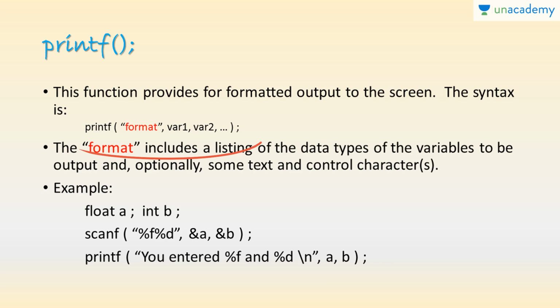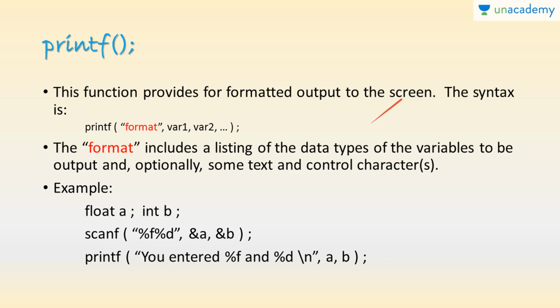This is the syntax for the printf function. printf, then parenthesis, format enclosed within double quotes, variable 1, variable 2. What comes under this format is a listing of the data types of the variables to be output and optionally some text and control characters. So basically it consists of around 3 types of items: characters that will be printed on the screen as they appear, then format specifications that define the output format for display of each item, then some escape sequence characters such as \n, \t and so on.